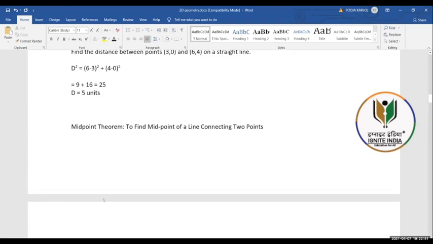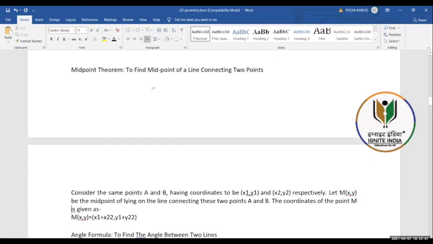Okay. See, midpoint theorem. To find the midpoint of a line connecting two points, meaning we've given you the two points. First, we found out the distance. Now, we have to find out the midpoint of it. If x1, y1 and x2, y2 are two points on the Cartesian plane, then the midpoint of x1, y1 and x2, y2, which we'll name as x, y, is equal to x1 plus x2 by 2, and y1 plus y2 by 2.